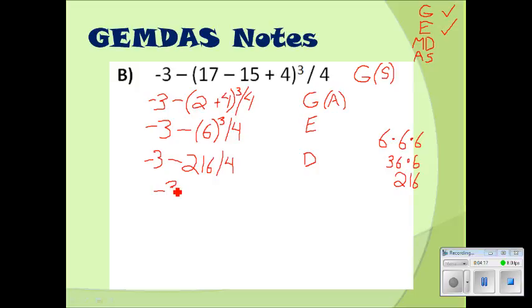So now I have negative 3 minus 54, and I'm done with my multiplying and dividing. Check that off. Last step, add and subtract. So using my box method, I have a negative 3 plus a negative 54. Same signs mean I add. 3 plus 54 gives me a 57. And they're both negative, so my final answer is a negative 57.